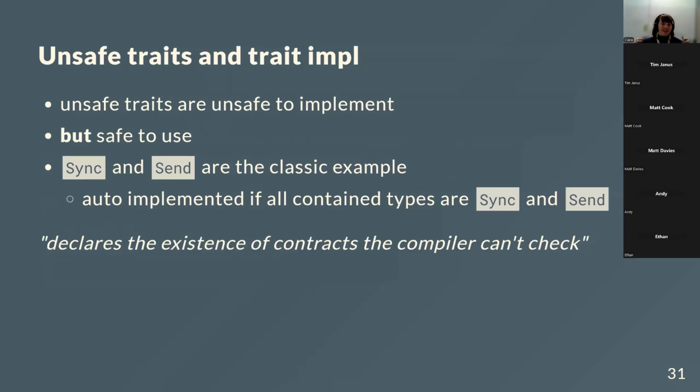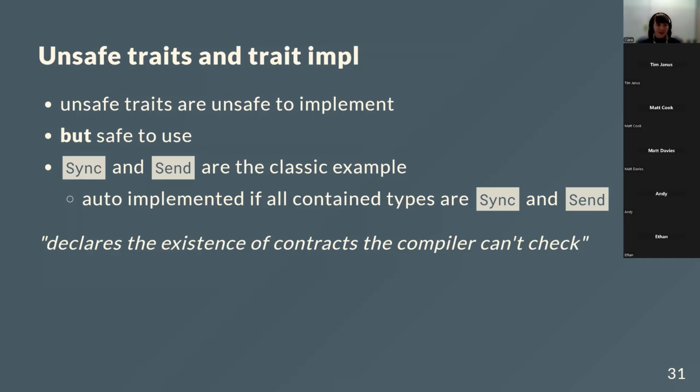The next place that you might see unsafe is unsafe traits and trait implementations. Unsafe traits are just traits that are unsafe to implement. So again, there's some kind of constraint that the compiler can't enforce, but you can justify as someone writing the code, as a programmer. And they're safe to use, so you can rely on those traits. Once those traits have been implemented, they're fine. It's just the implementation that's considered unsafe.